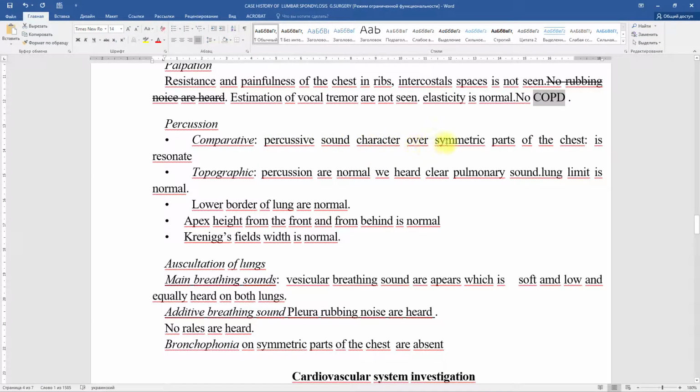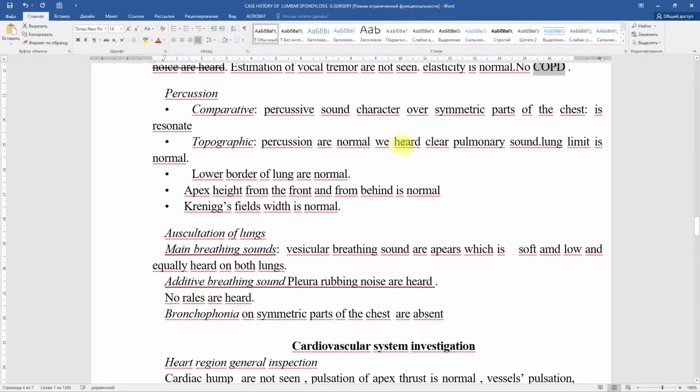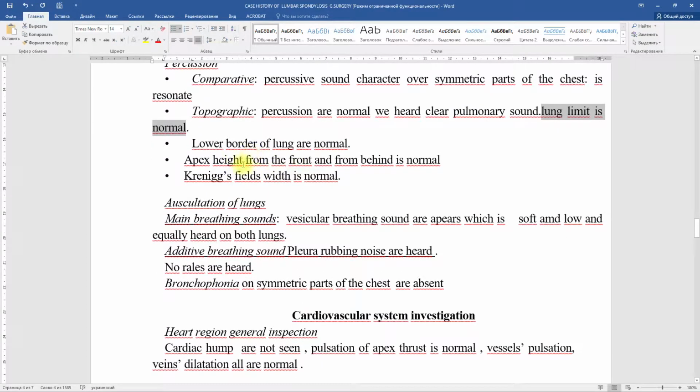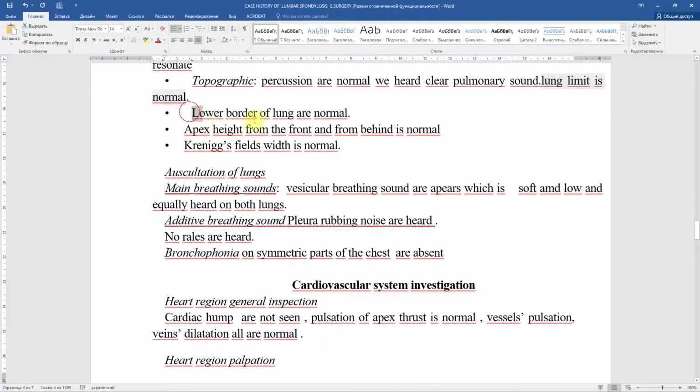Percussion, sounds resonate. Normal, we hear clear pulmonary sound. Good, that's a good sentence. Lung limits normal, yes, good. Apex height, very good. This section, very good.